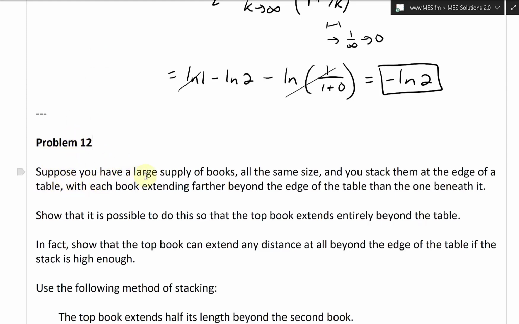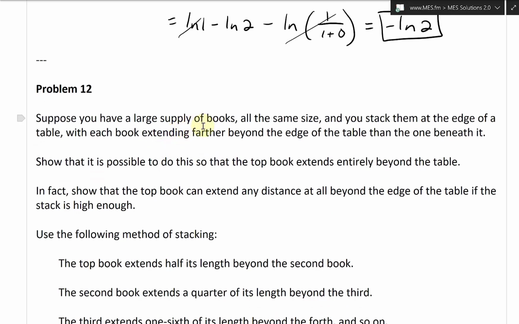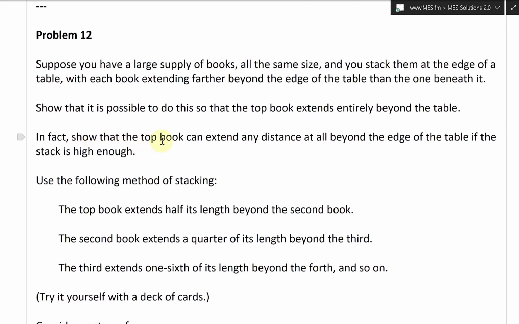So suppose you have a large supply of books, all the same size, and you stack them at the edge of a table, with each book extending farther beyond the edge of the table than the one beneath it. Show that it is possible to do this so that the top book extends entirely beyond the table. In fact, show that the top book can extend any distance at all beyond the edge of the table if the stack is high enough.